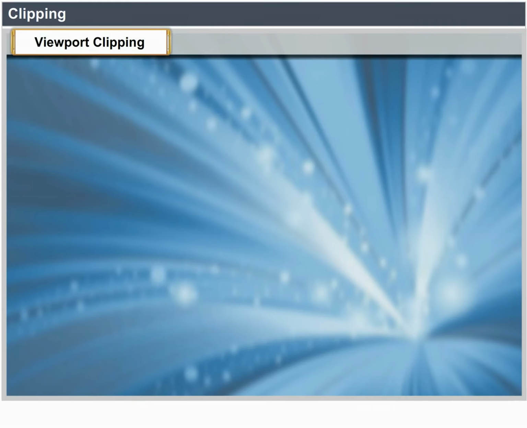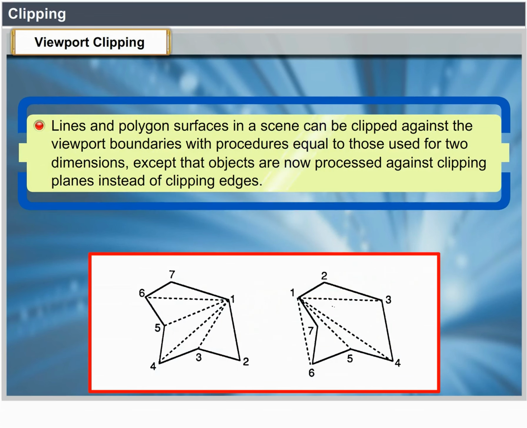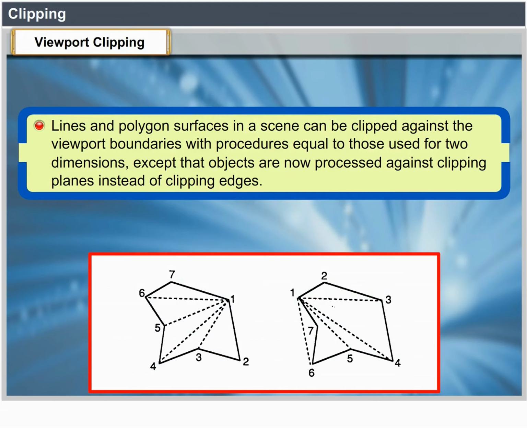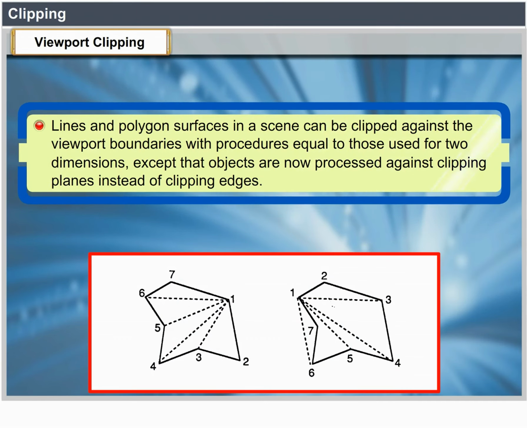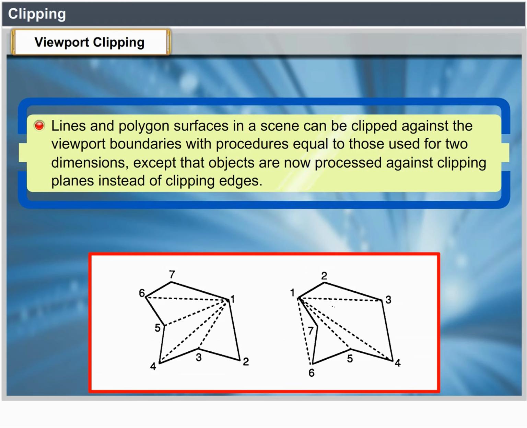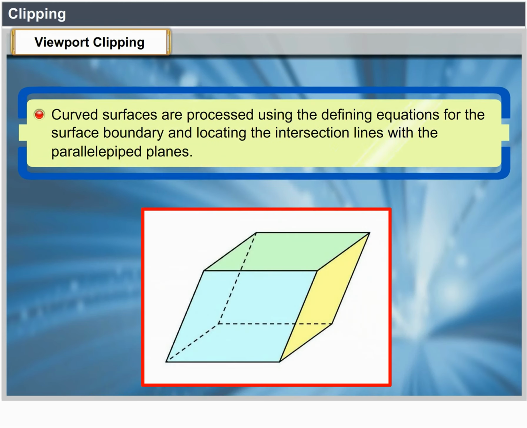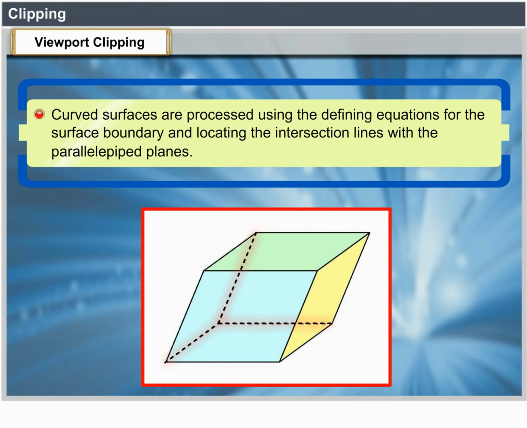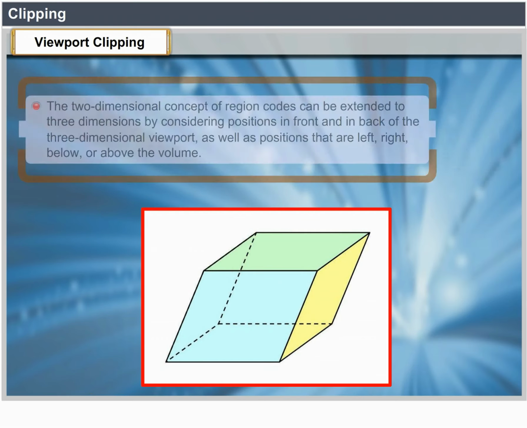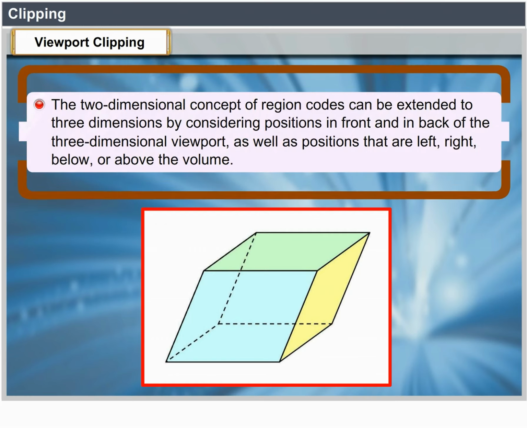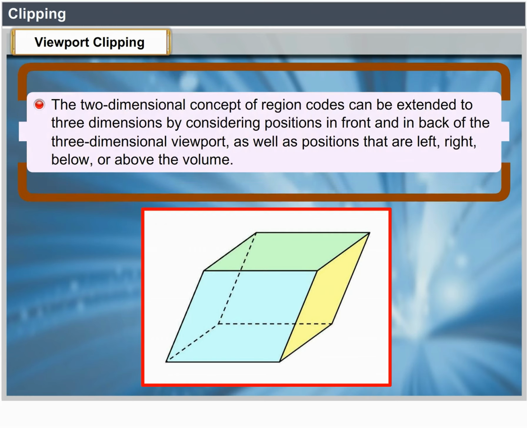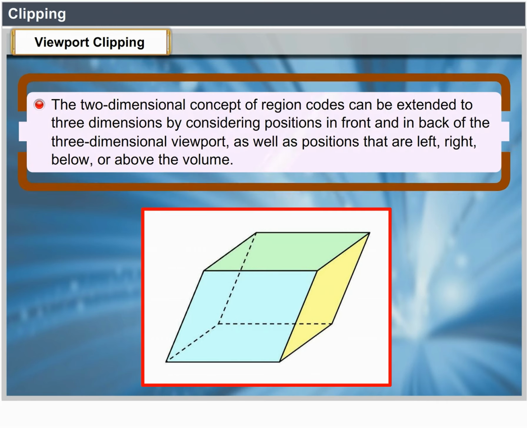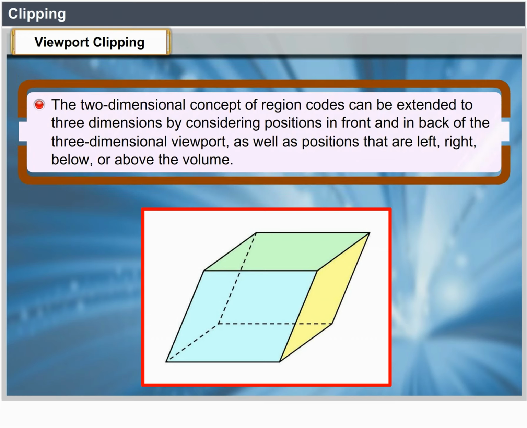Viewport clipping. Lines and polygon surfaces in a scene can be clipped against the viewport boundaries with procedures similar to those used for 2 dimensions, except that objects are now processed against clipping planes instead of clipping edges. Curved surfaces are processed using the defining equations for the surface boundary and locating the intersection lines with the parallelepiped planes. The 2-dimensional concept of region codes can be extended to 3 dimensions by considering the positions in front and in back of the 3-dimensional viewport, as well as positions that are left, right, below, or above the volume.